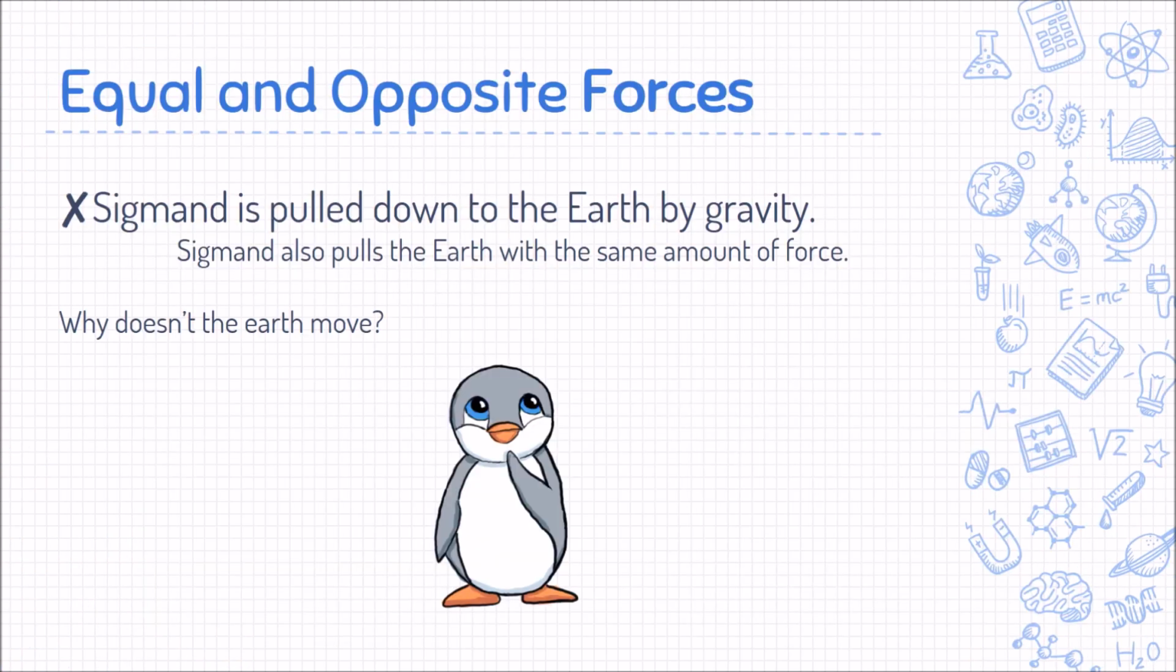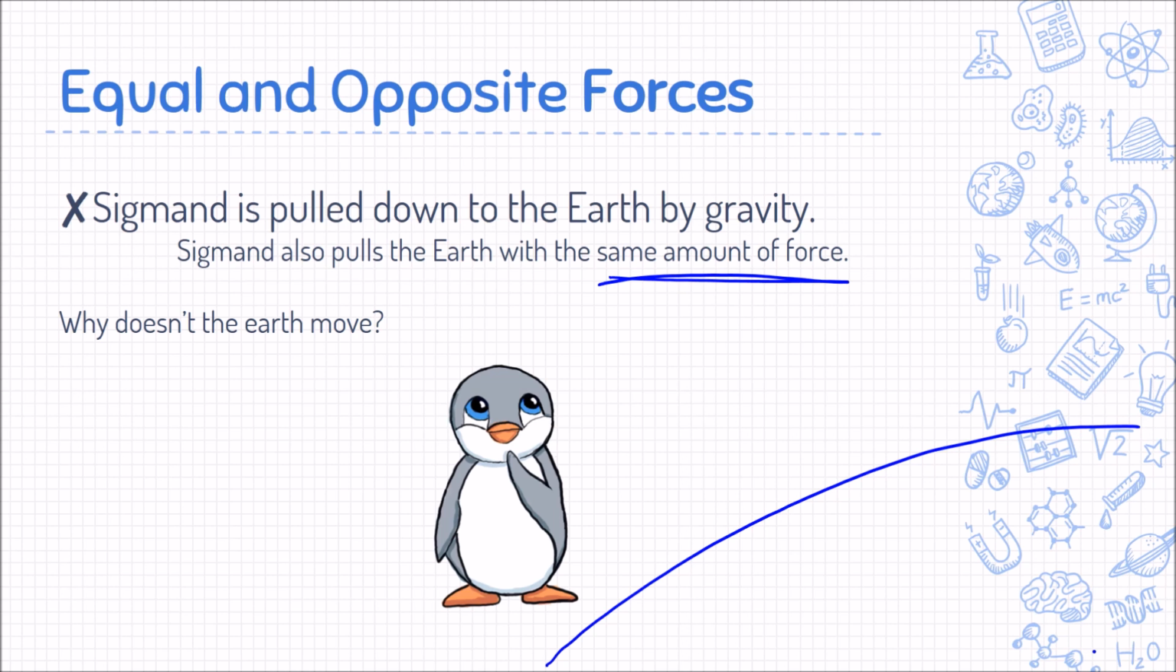So Newton's third law says that every force has an equal and opposite force. That means Sigmund is pulled down to the earth by gravity. So we can accept that. We've felt the earth pulling us through the force of gravity. But Newton's third law says that Sigmund also pulls the earth. And not only is Sigmund pulling the earth, but Sigmund is pulling with the same amount of force as the earth is pulling on Sigmund. So how is that possible, and why doesn't the earth move?